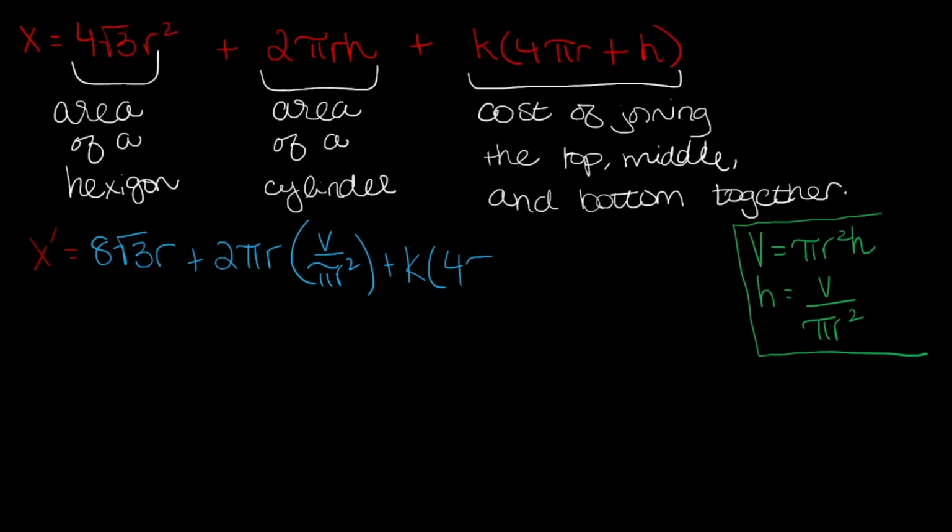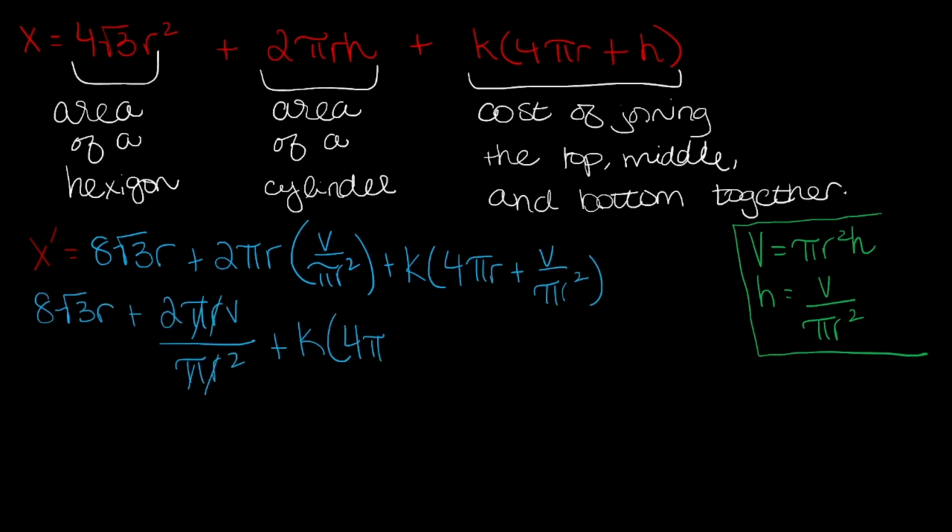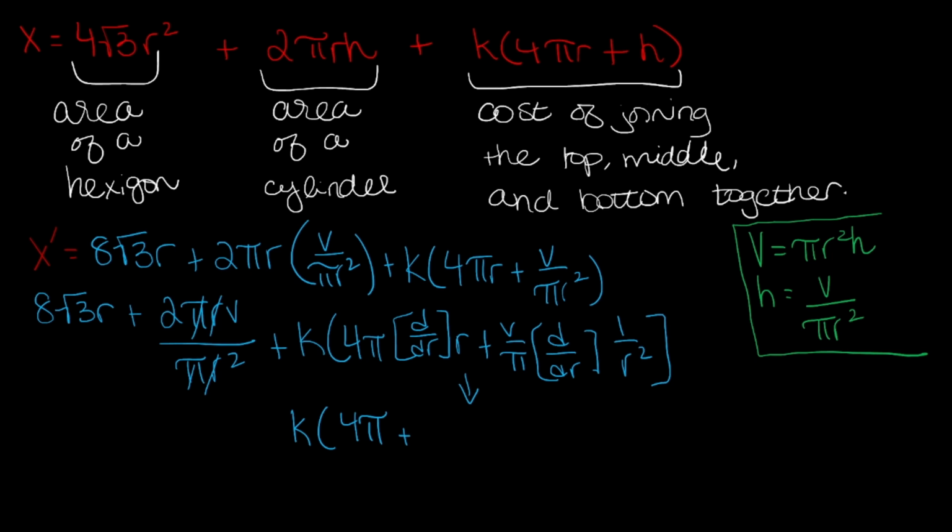From the formula, we can use the power rule to find the derivative, which we calculated to be 8 square root 3 r minus 2v over r squared plus k times 4 pi minus 2v over pi r cubed.